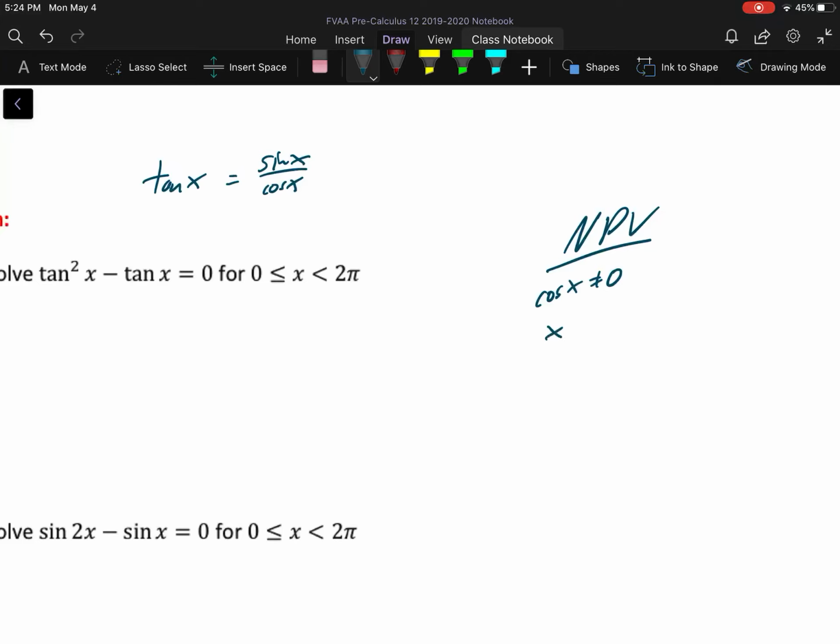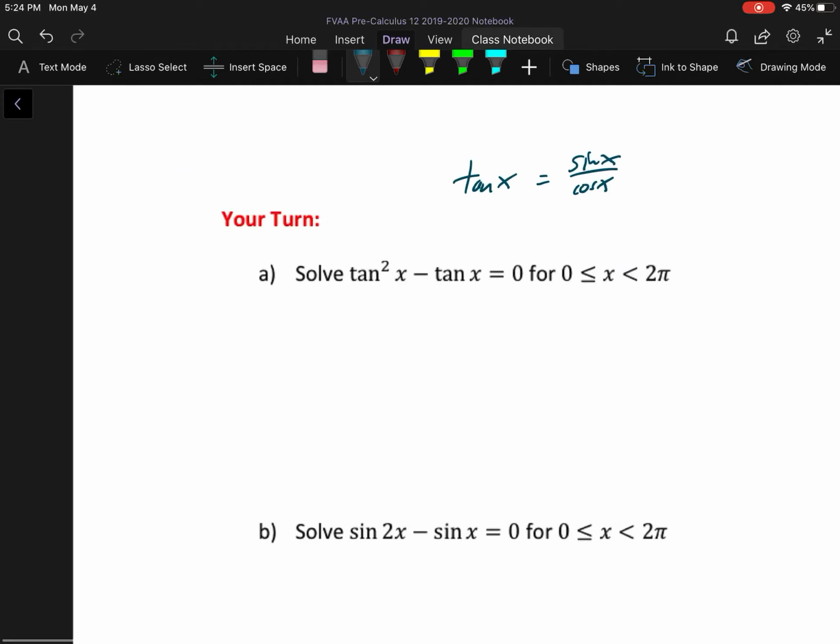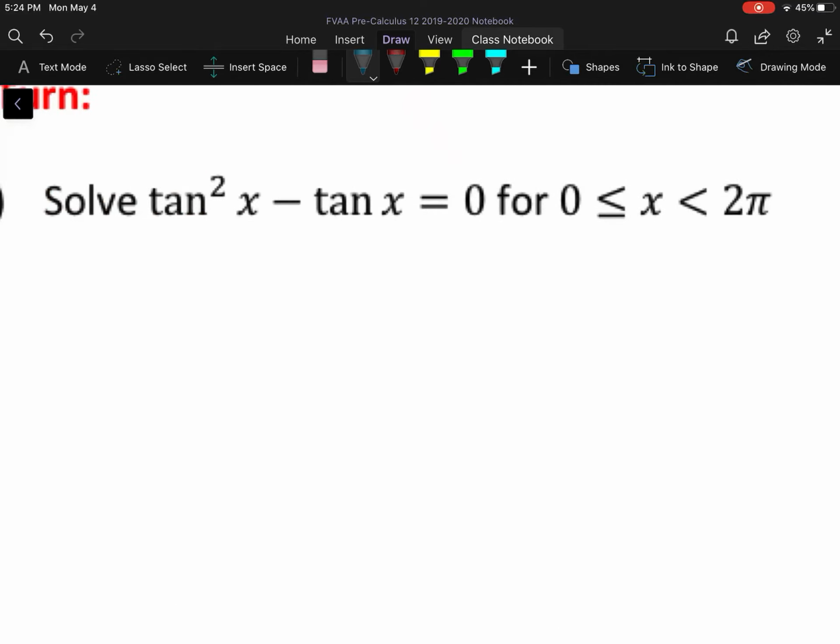So on our unit circle, at what degrees in radian does cos x equal 0? Well, that is at pi over 2 and 3 pi over 2. All right, so those are 2 non-permissible values. But otherwise we can just stay in tan. And so here I'm going to factor out tan.